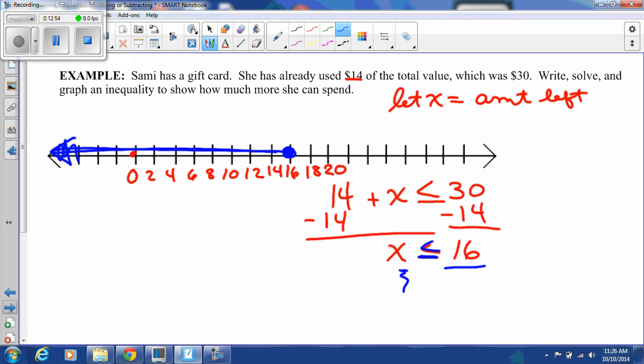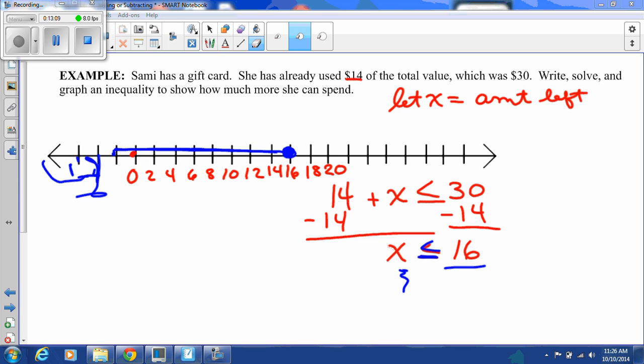But wait, does it make sense to have a negative amount? Can she spend a negative amount of money? No. So actually, what numbers make sense in this problem? The numbers that make sense in this problem start at 0. She's not going to spend less than $0 on her card. So we're actually going to end this particular problem at 0. This is a real life application. She can spend anywhere between $0 and $16 and therefore use her gift card.